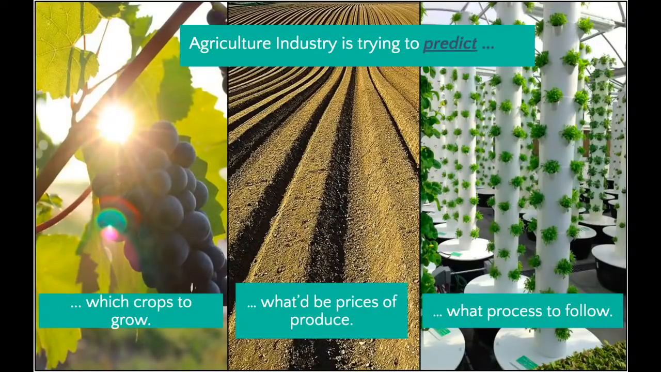Similarly, the agriculture industry is trying to predict what? Which crops to grow, what would be the price of those crops, and what should be the process so that we can maximize the produce. So the agriculture industry is trying to predict something, right?